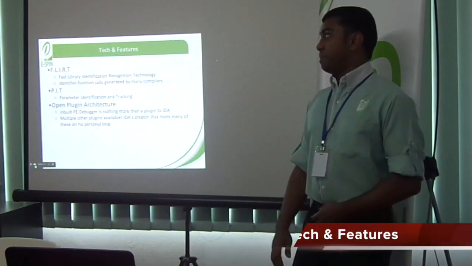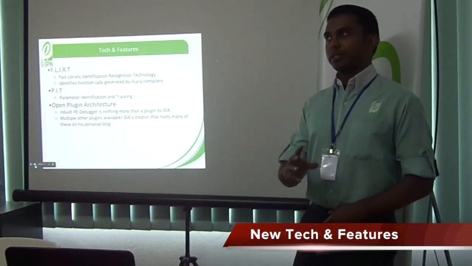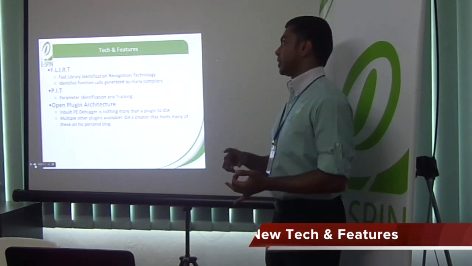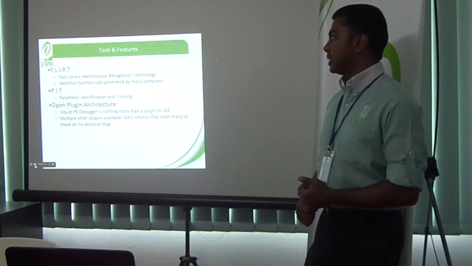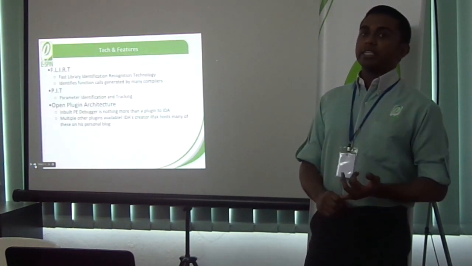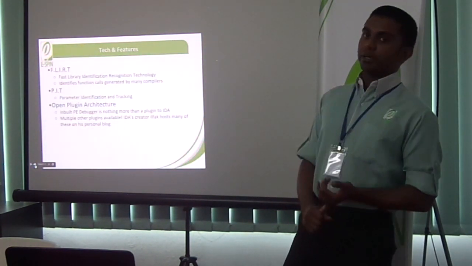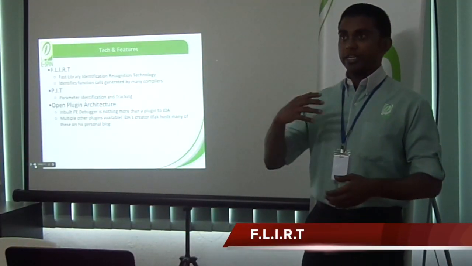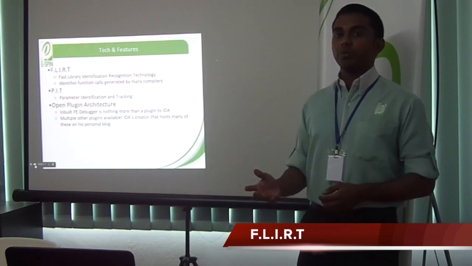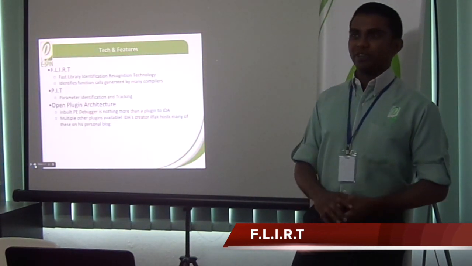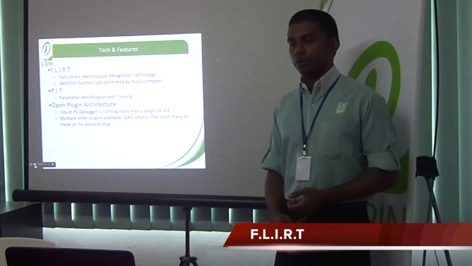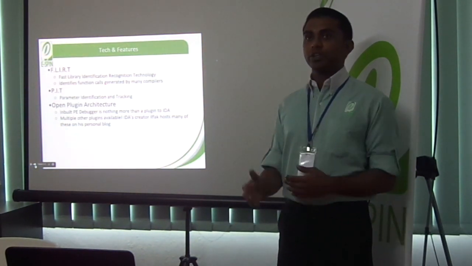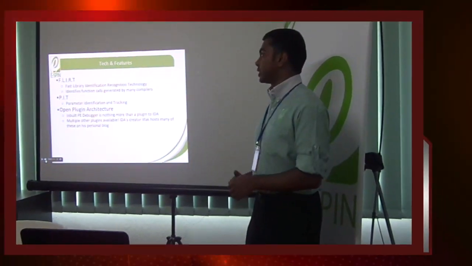So IDA comes with three main tech features, or really touted new features. The F.L.I.R.T, which is the Fast Library Identification Recognition Technology, the PIT, which is the Parameter Identification Technology, and the open plugin architecture. Regarding F.L.I.R.T, it's more so used to quickly identify what source code might be compiled with, for example, the virtual library or what have you. It quickly tries to identify to make structures and functions recognized quicker through the disassembly.